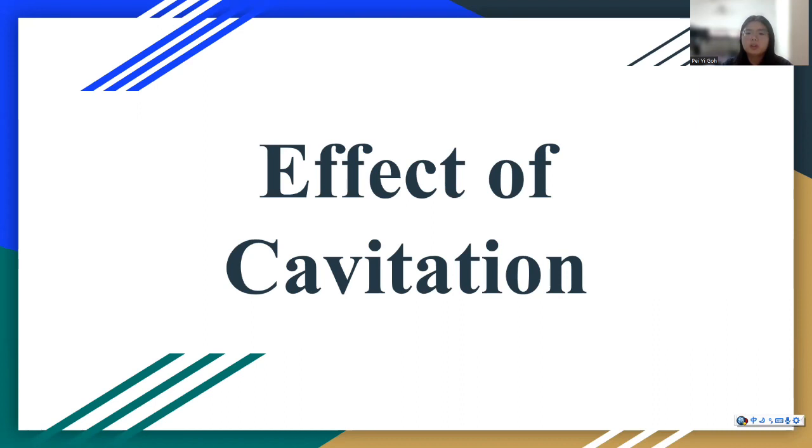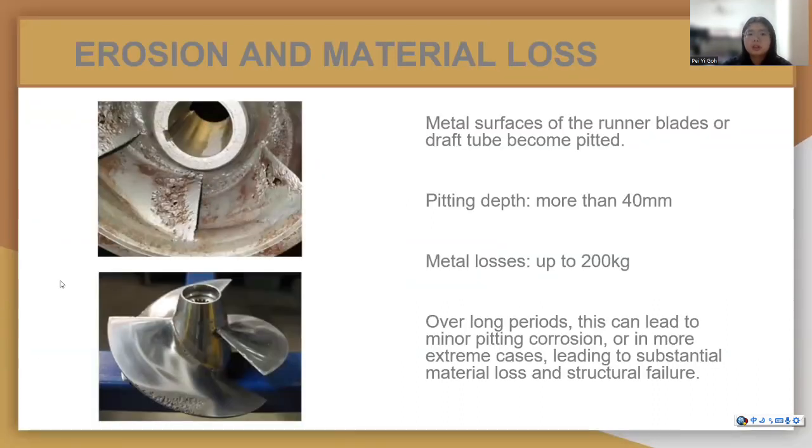Now I will talk about the effect of the cavitation on the turbine. The first effect caused by the cavitation is erosion and material loss in the turbine. As we know, cavitation is the formation and collapse of bubbles that subjects the metal surface of runner blades and draft tubes to high frequency cavity formation and intense pressure. The process is repetitive, occurring thousands of times per second, leads to pitting on the metal surface and imposes significant stress on the material, causing the material to fail due to fatigue and corrosion.